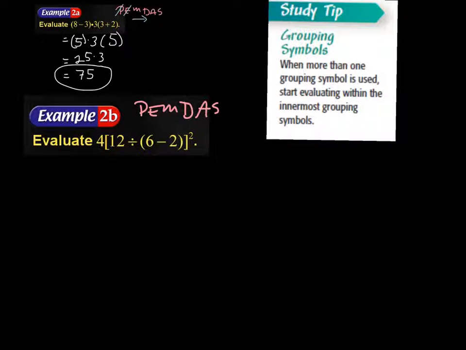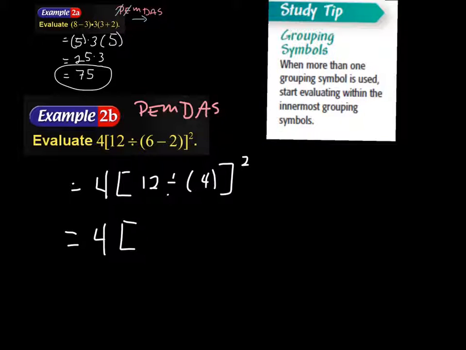When more than one grouping symbol is used, so in this one we have both brackets and parentheses, start evaluating within the innermost grouping symbols. Okay. Not a problem. They told me exactly what to do. So I'm just going to copy down 4 times 12 divided by, inside the innermost grouping symbol, inside that parenthesis, I have 6 minus 2 is 4. Okay, so I'm still in P mode because I'm getting rid of my grouping symbols. So I need to evaluate inside those grouping symbols before I can multiply.